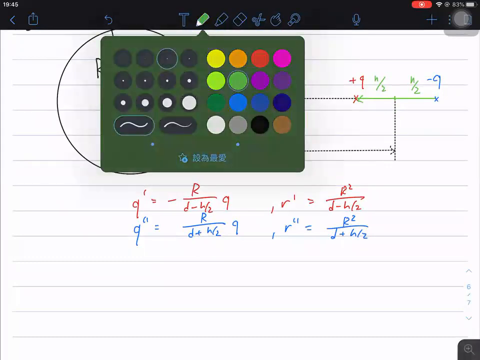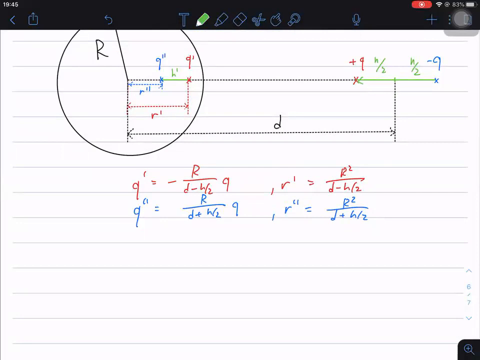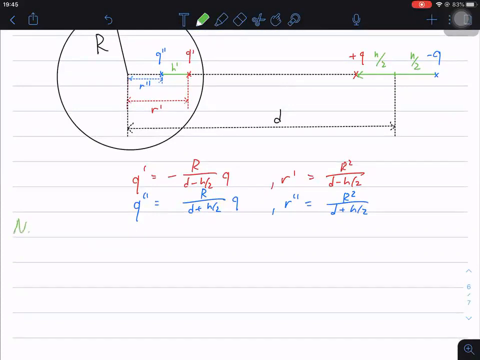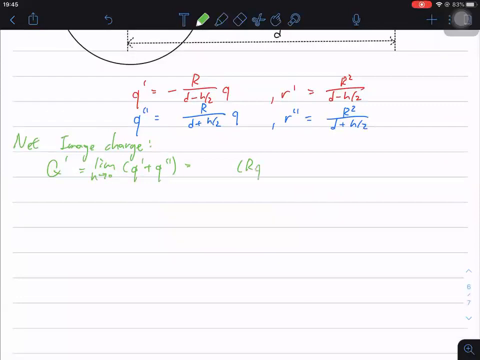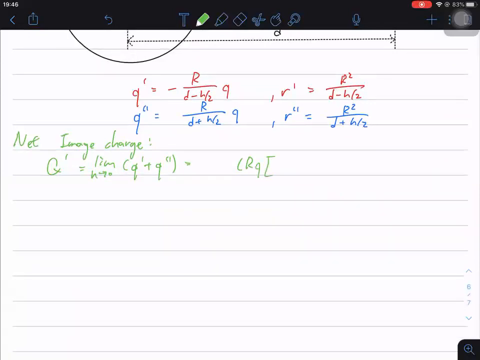You can notice that the net charge of the image charges, the sum of Q prime and Q prime prime, is not zero, because they do not have the same magnitude. So we should consider this time whether we have any net image charge. Let's put it as big Q prime. Big Q prime is the sum of all the image charges Q prime and Q prime prime, taking the limit H goes to 0, because in our case the dipole is actually an ideal dipole.